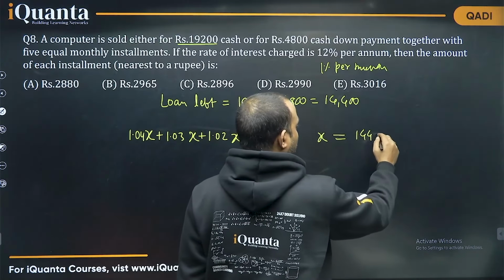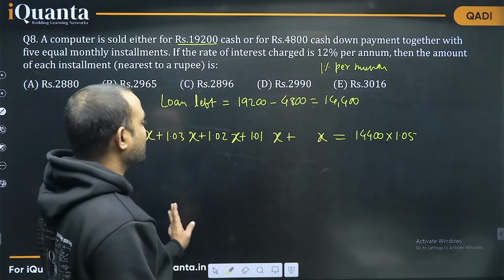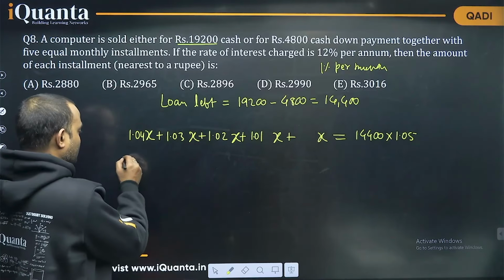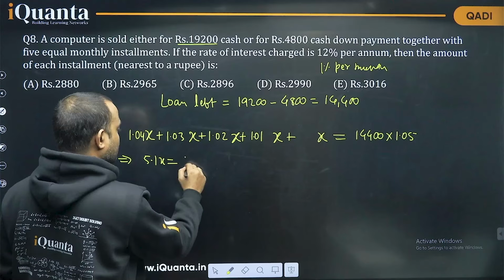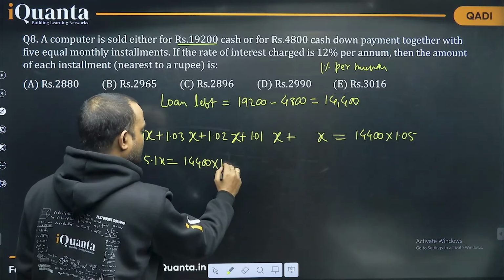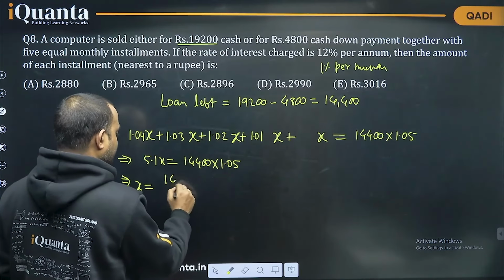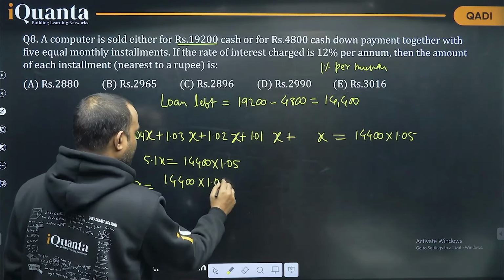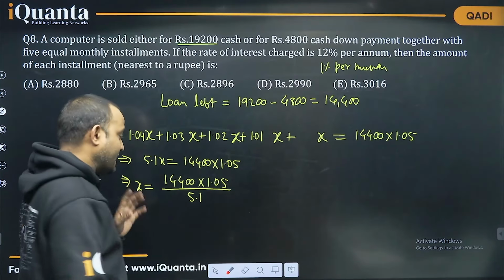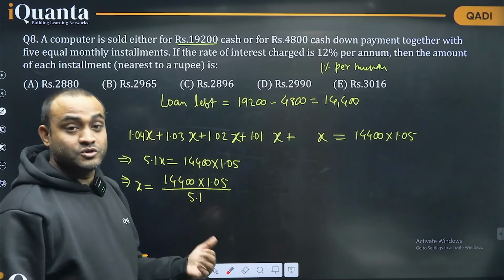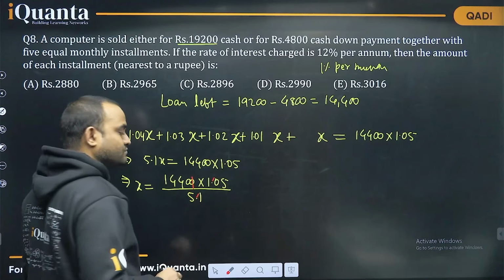What will be the future value of the loan? This loan is for 5 months. For 5 months, the interest is 5%. In case of simple interest, we should always compare the future value. And if I add all this, this will be 5.1x is equal to 14,400 into 1.05, or x will be equal to 14,400 into 1.05 divided by 5.1. Now, in this situation, I will prefer to use the calculator if available. If not available, then we should do some approximation.